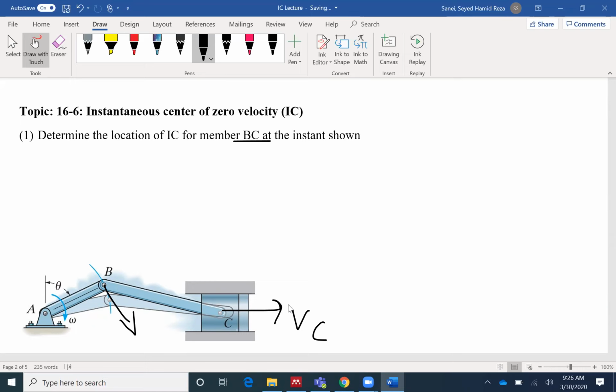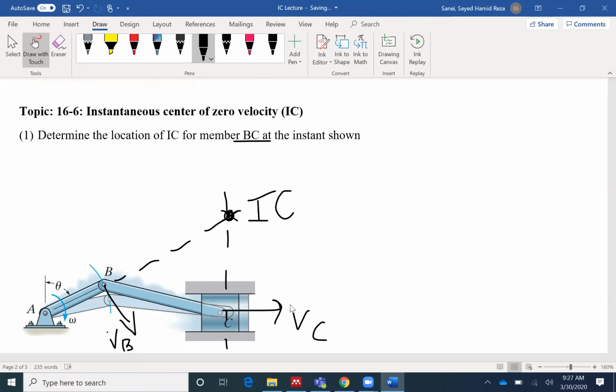To do that, we need to draw a perpendicular line to the velocity. So if the velocity is in the x direction, I need to draw a perpendicular line. Same thing for the velocity at the other point, which is B. Perpendicular to the velocity at B would be just the direction of rod AB, so I just continue that. The intersection of these two lines would be my IC.